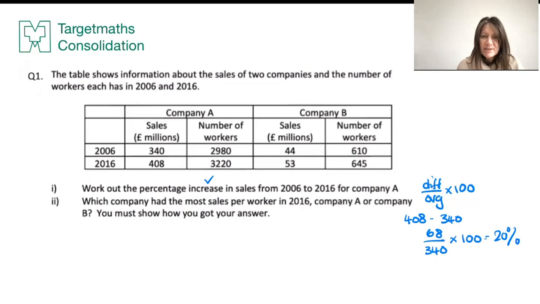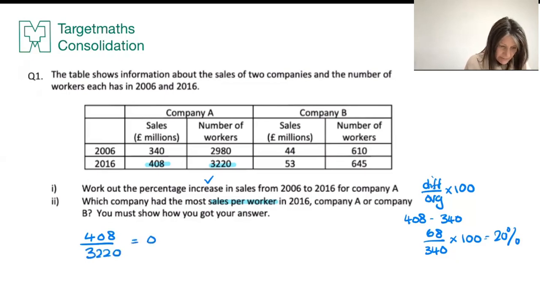All right, which company had the most sales per worker in 2016? Company A or company B? So this time we're looking at the workers. I want to know, it says, which company had the most sales per worker? Now that helps me put together the information. So sales per worker, and it's 2016. There's my sales, there's my workers. So I'm going to be putting sales, 408 per worker. And I'll pop that in the calculator.